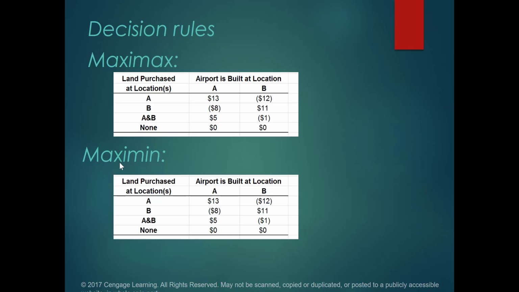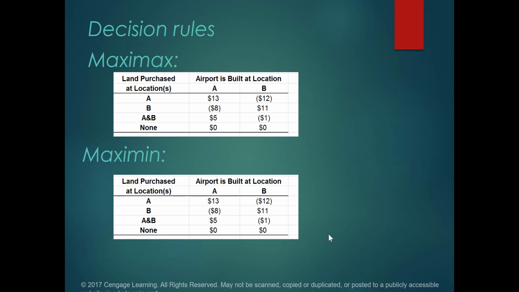Now maximin, in the rule of the maximin, we find the minimum payoff of each alternative. Here minus 12 is a minimum, minus 8 is a minimum, then we have minus 1 and 0. So for alternative A, the minimum is minus 12, for alternative B is minus 8, for alternative A and B is minus 5, and for none is 0. Then we take the maximum of this, which is alternative none. So that's the solution from this method.